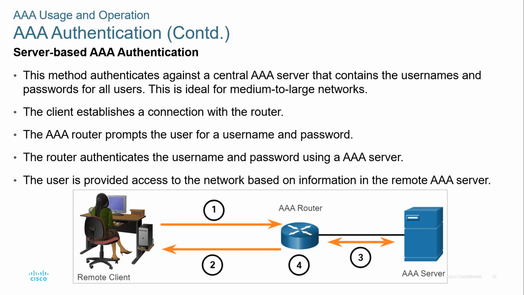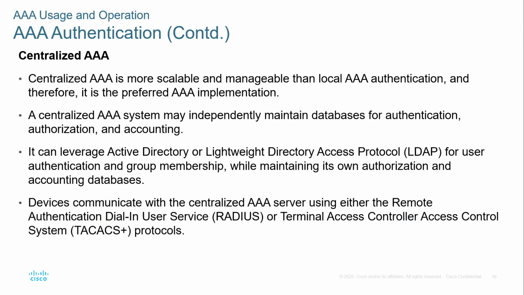So the router may prompt the user for a username and password. Well, the router doesn't check it. The router takes that information that it receives, username and password, and then forwards that to the AAA server or the domain server. That will then say yay or nay. If yay, it will respond that you're allowed access. If nay, you're not allowed access. So centralized AAA means it's more scalable, more manageable, and a little bit easier to implement.